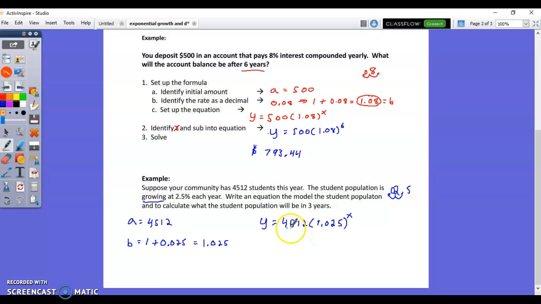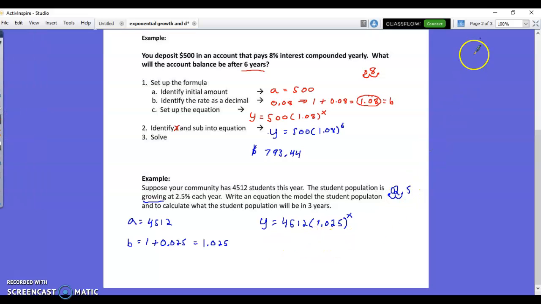All right, and then in this case, we're going for 3 years, so then I can put the 3 in for x, and I type that into the calculator. So let's go ahead and do that. So this is what I'm going to be typing in. I don't have to type in the y equals, but 4,512 times 1.025 to the third power.